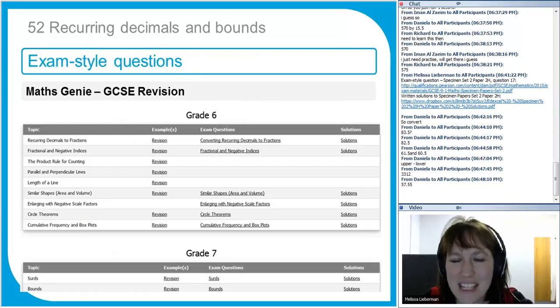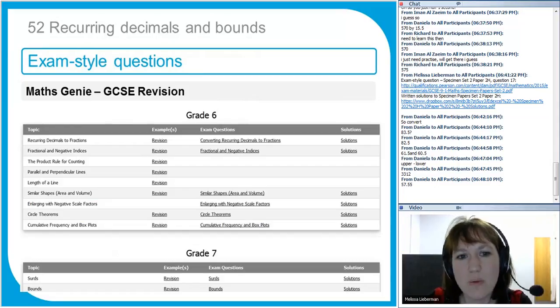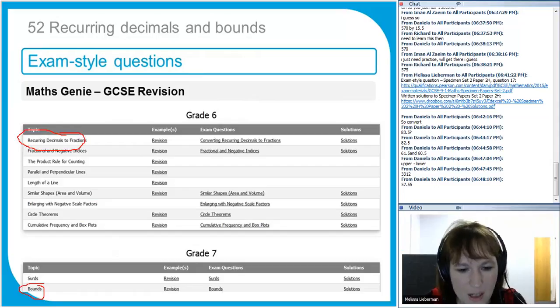You want some more practice questions? Of course you do. Maths Genie is really good. For all of these topics that I'll be doing in Unit 4, you want all of the practice questions towards the end of the paper, all of the grade 6 and 7. So grade 6, we've got here right at the top, rounding decimals to fractions. And then grade 7, we've got bounds. We'll do thirds next lesson.